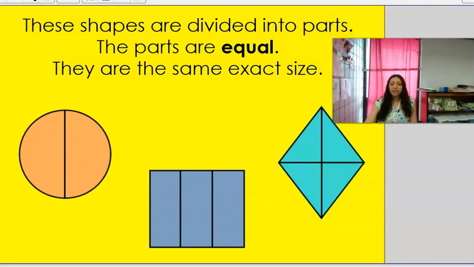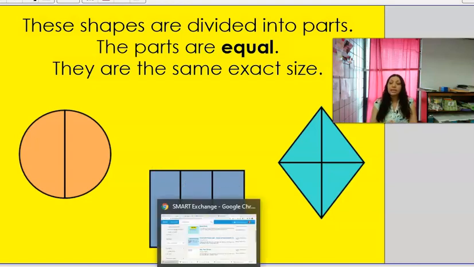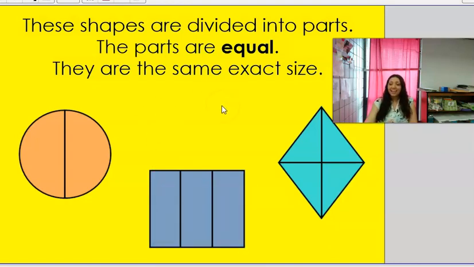So, these are shapes that are divided into equal parts, okay? All the parts are the same size. This circle, if I folded it in half, that semicircle would go on top of each other and they would be exactly the same. And since it's divided up into two pieces, it's divided up into 2 equal halves. This square down here is divided up into 1, 2, 3 equal parts. And since it's divided up into 3 equal parts, it's called thirds. And this rhombus or diamond is divided up into 1, 2, 3, 4 equal parts. So we call them fourths.